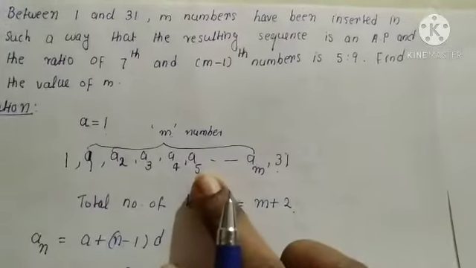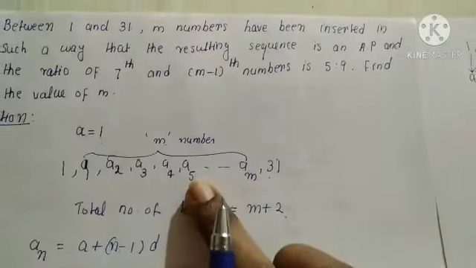14 numbers are lying between 1 and 31. Okay, I hope you understood this question.